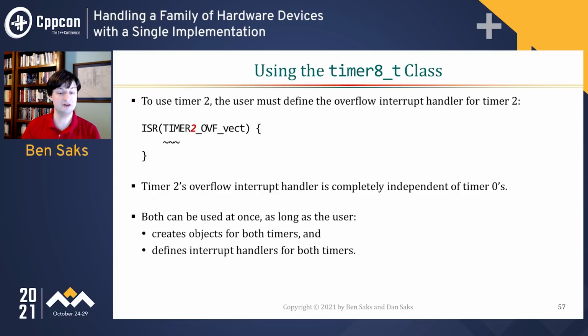The user can use the timer 8t class to create both timer 0 and timer 2, both types, and create objects of both of those types to represent the different timers and define interrupt handlers. And as long as they define interrupt handlers for both of those timers, they can use both timers in the same application.